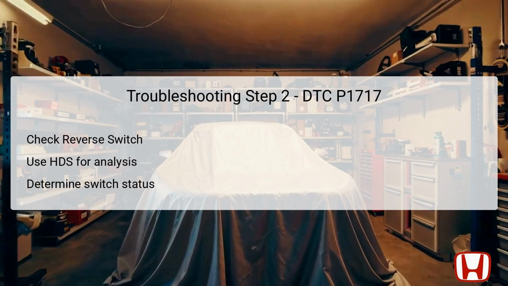Moving to the second step in troubleshooting, the technician will again use the Honda Diagnostic System, HDS, to check the reverse switch, also termed as ATPRVS in the AT data list. This analysis is imperative for determining whether the reverse switch is showing an on status. If this switch is registering on, it may indicate an intermittent failure, suggesting that the system is operational at that moment. This situation calls for careful observation as the failure may not always present consistently.